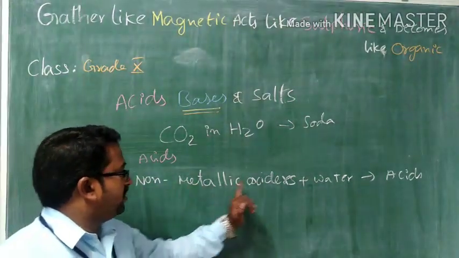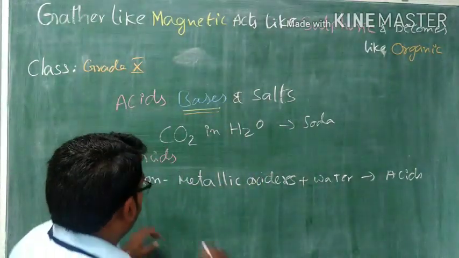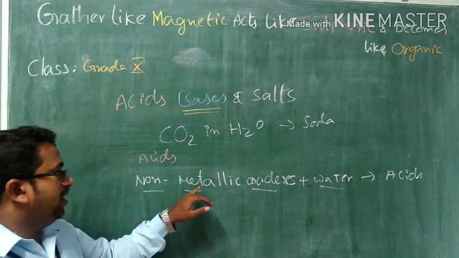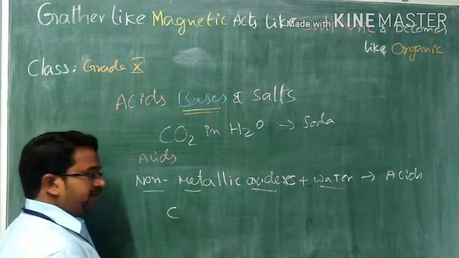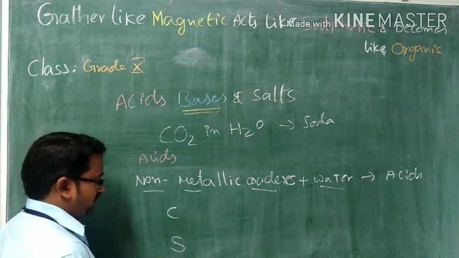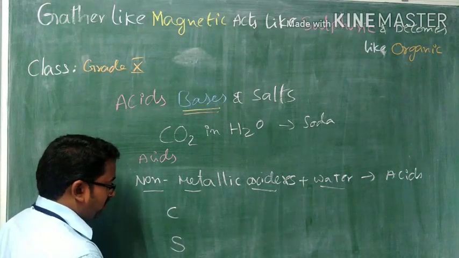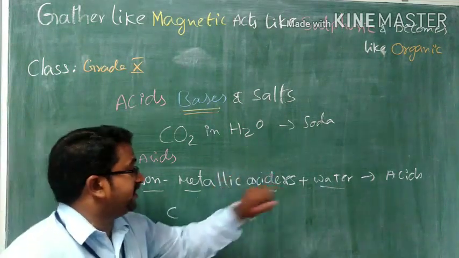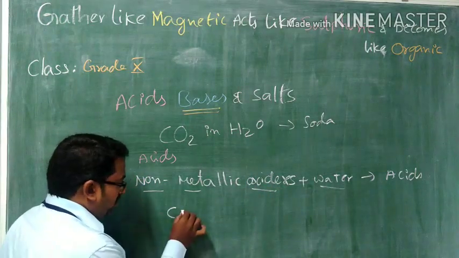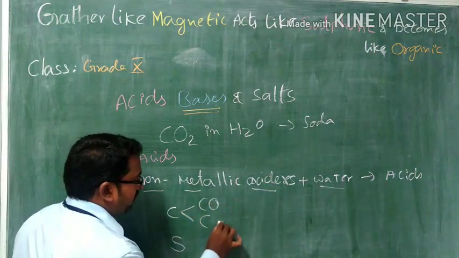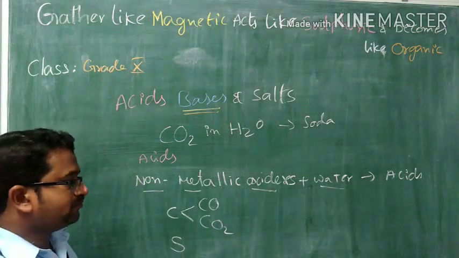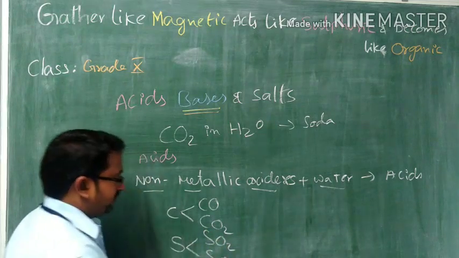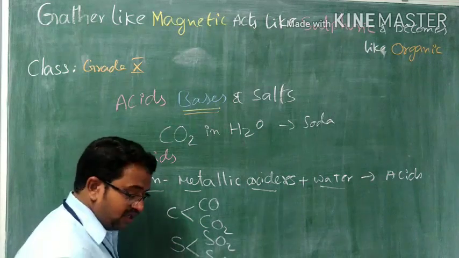So non-metallic oxides. Here we need non-metals, their oxides, and water. Let us see some non-metals. Carbon is a non-metal, sulfur is a non-metal, phosphorus is a non-metal, and so on. What we need is non-metallic oxides. Carbon has two oxides, carbon monoxide and carbon dioxide. Similarly, sulfur has sulfur dioxide and sulfur trioxide. Phosphorus and nitrogen also have oxides.